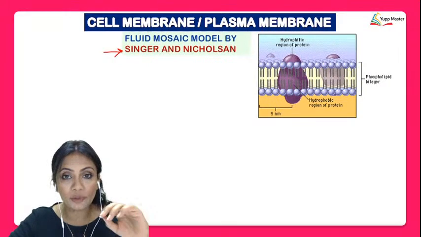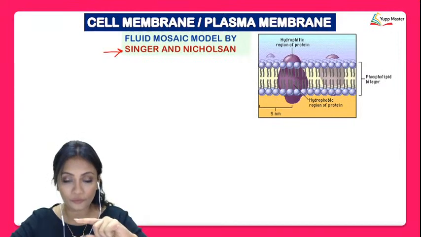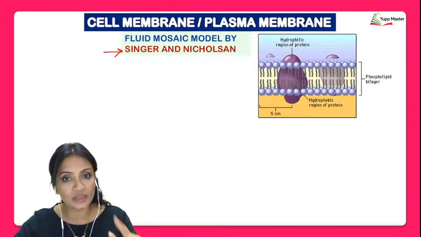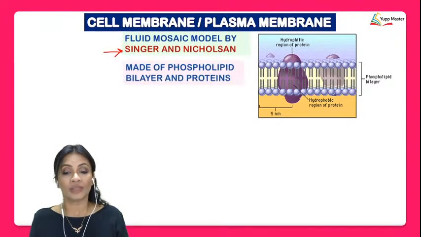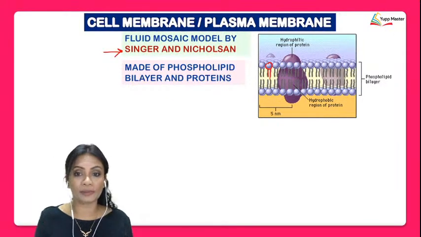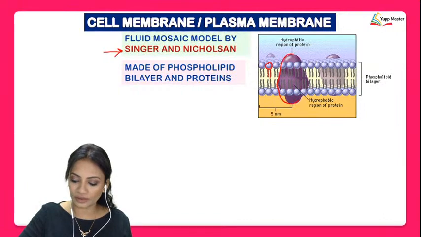Now, do you remember what the plasma membrane was made up of? It was made up of a phospholipid bilayer, and there were proteins too. So let's see here. Here's the phospholipid bilayer and the proteins. This is the bilayer, the phospholipid bilayer, and this over here is the protein.